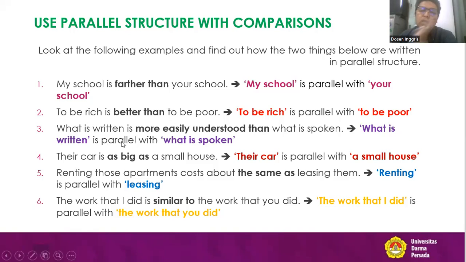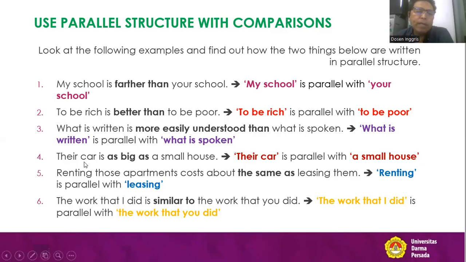Yes, because we have more and then, and the two things are what is written and what is spoken. Are they parallel? Yes. What is written is parallel with what is spoken. Again, parallel here means they are in the same format. What is written is a noun clause, and what is spoken is also a noun clause.